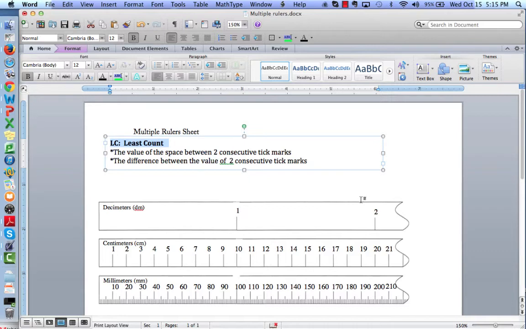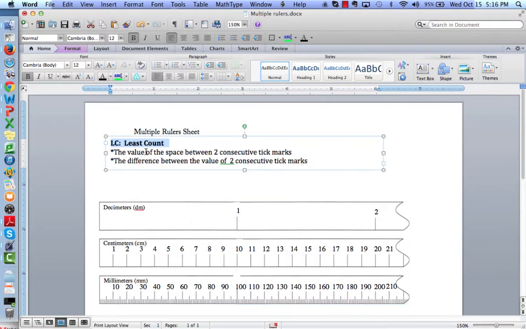All right, so now let's take a look at some of these rulers. Well, let's take a look at the second definition, the difference, so subtraction between the value of 2 consecutive tick marks. So here's 1 tick mark, here's the other. 2 minus 1 is 1. And the value of the space, if we want to look at it with that first definition, it goes from 1 to 2, so this space must be worth 1. In this case, it's decimeters, okay? So the least count here is 1 decimeter, all right?